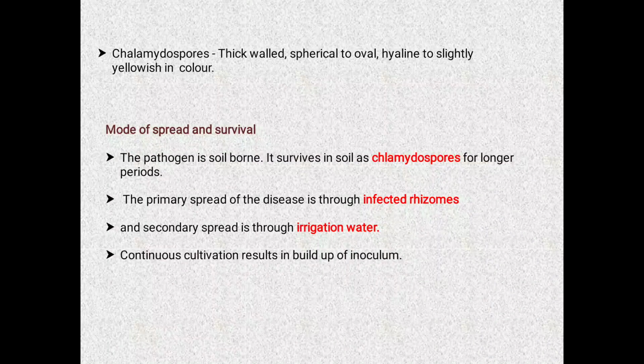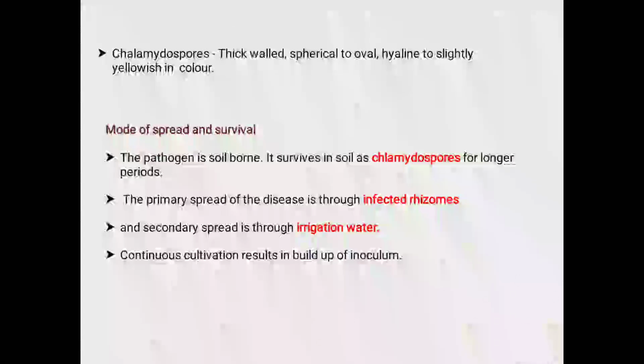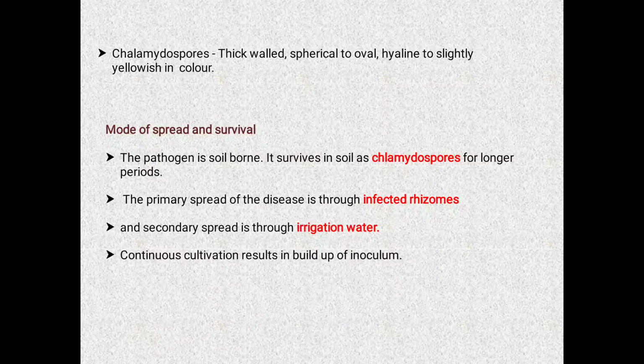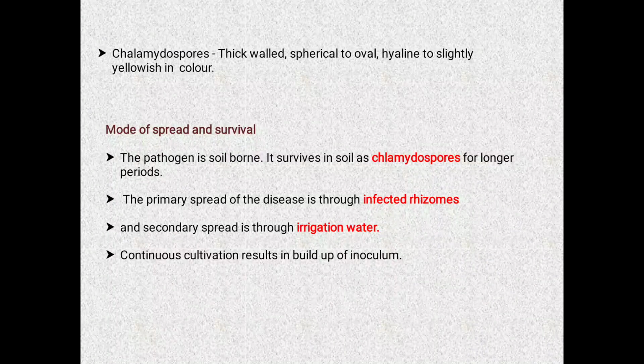Continuous cultivation results in buildup of inoculum. That's why the farmer should avoid the monoculture or monocropping pattern. Instead of adopting monocropping, he should adopt mixed cropping or crop rotation. He should not plant a single crop year after year on a single piece of land.